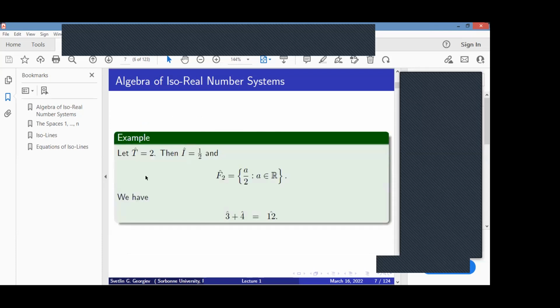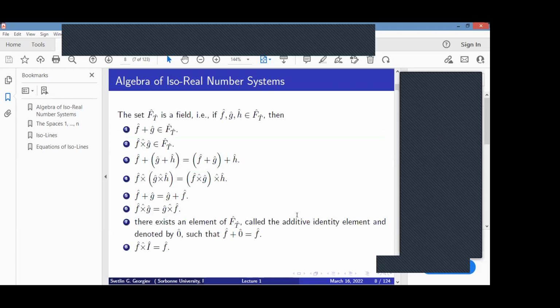As an example, if we take the isotopic element to be equal to 2, then the basic iso unit will be equal to 1 over 2. The iso addition of the iso number 3 and iso number 4 is equal to iso number 12. In the classical case, 3 plus 4 is equal to 7. This set of iso numbers satisfies all axioms for a field. In other words, the sum of two iso numbers belongs to this set of iso numbers. The iso multiplication of iso numbers is again an iso number.